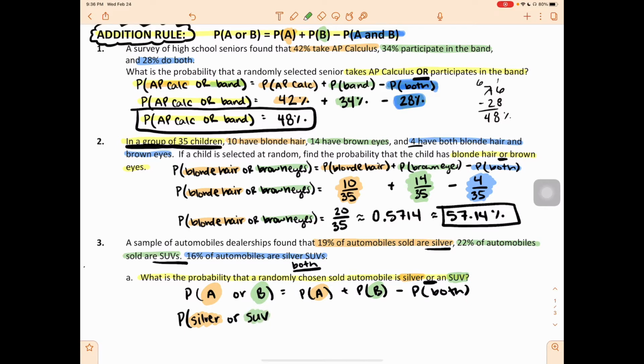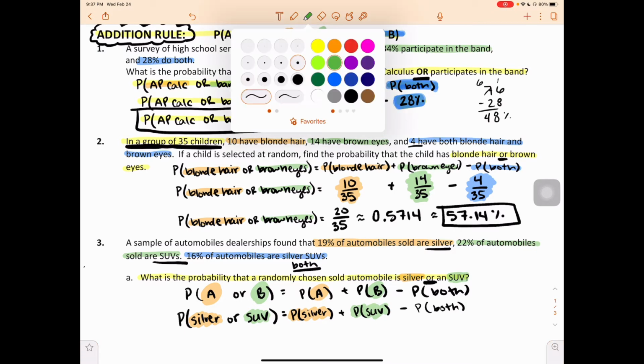Of course, if we were to grab a silver automobile, it could be an SUV in this count that we're about to do. We just have to subtract out both of them so that we don't double count them. So here we have the probability of it being silver plus the probability of it being an SUV minus the probability of it being both silver and an SUV. So I'm just going to color code a little bit more here.